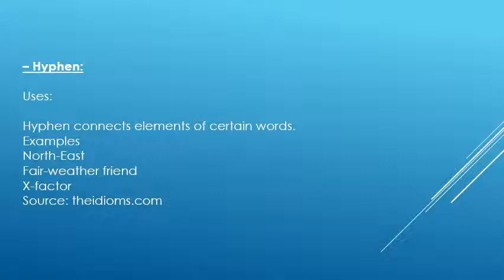Next one is the hyphen. It's a short dash. Be clear that there is a difference between a hyphen and an underscore. It's a dash between two words. A hyphen connects elements of certain words. For example, two words are connected to make one: north-east, fair-weather friend, X-factor. So two different words are joined together to mean another.